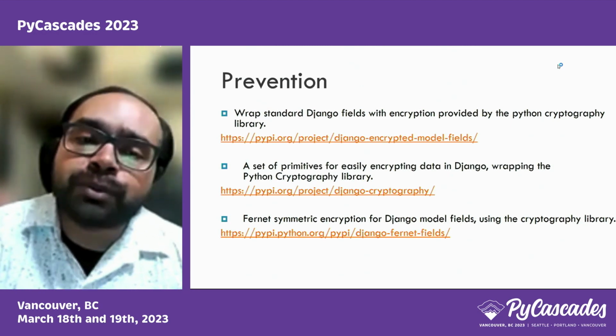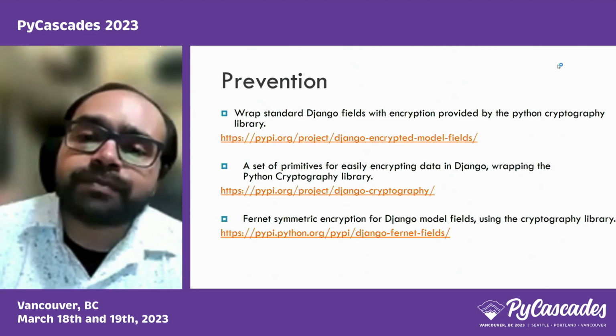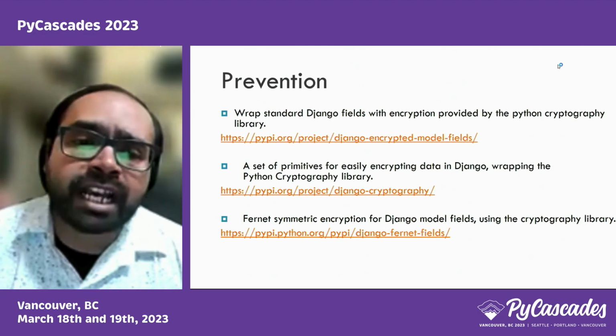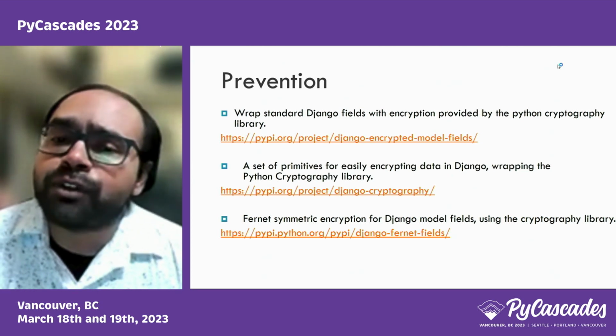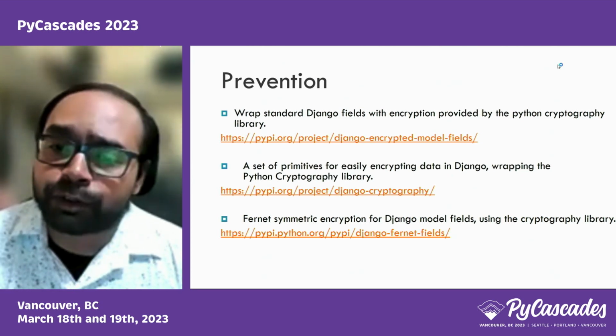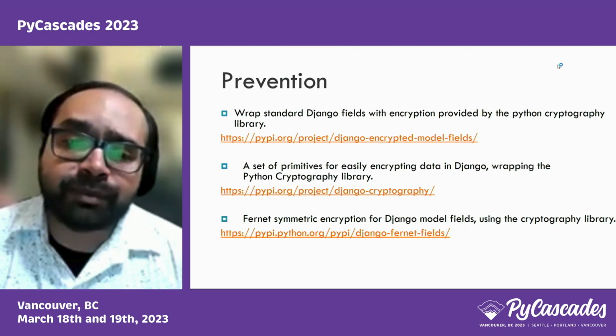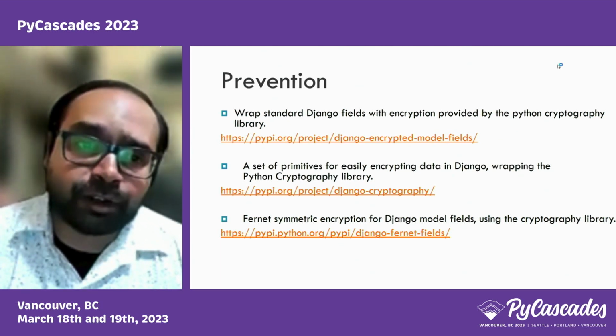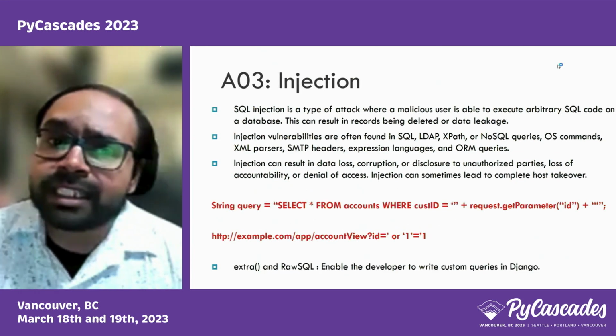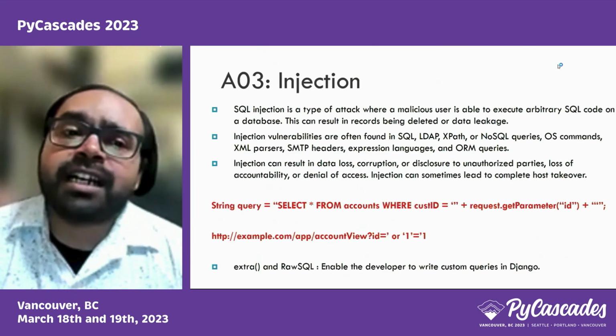Now you can use the mentioned packages of Django. For example, you can use Django encrypted model fields or Django cryptography packages to make sure that you encrypt the sensitive information. Then third one is the injection attack.